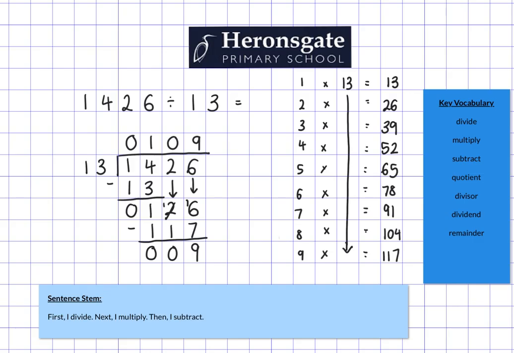So I need to repeat these steps until the question is complete or a remainder is found. In this case, a remainder has been found. So I now know that 1,426 divided by 13 equals 109 remainder 9.